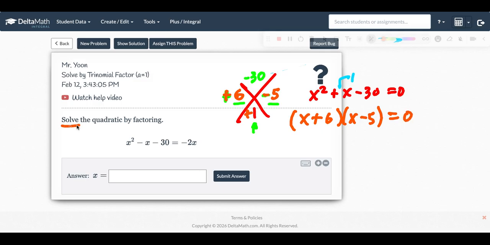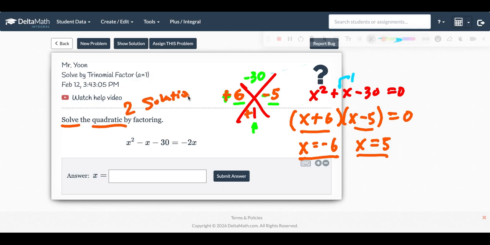Now we get to solve. Here are the two solutions. To make this 0, x needs to be, maybe we should think about switching the sign. That positive becomes negative. Negative 6. And then this factor, x is 5. These are your two solutions. Okay? Quadratics have two solutions. Additional solution, positive 5.